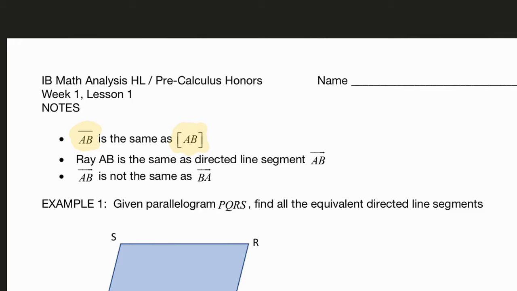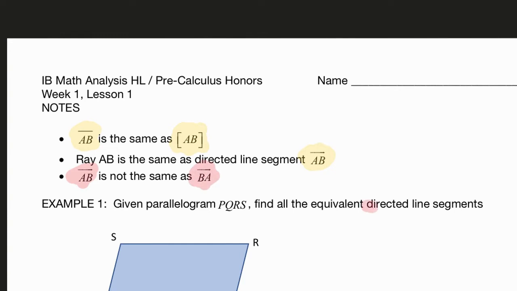All right, next, do you already know this notation as far as a ray? I just want to make sure you know that. It's the exact same notation that we are going to be using for vectors. And then this is probably the most important. Ray AB, or even if I called it vector AB, is not the same as BA, all right? They are directed line segments.